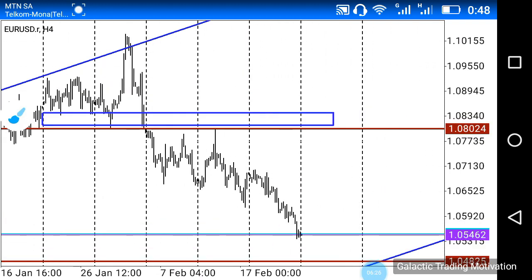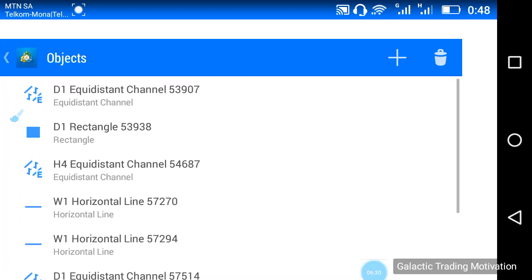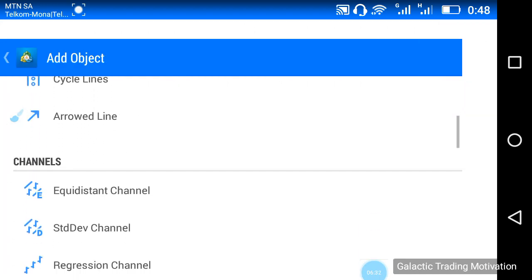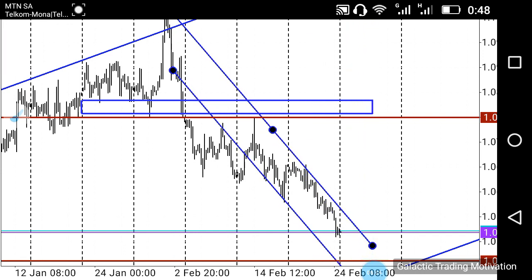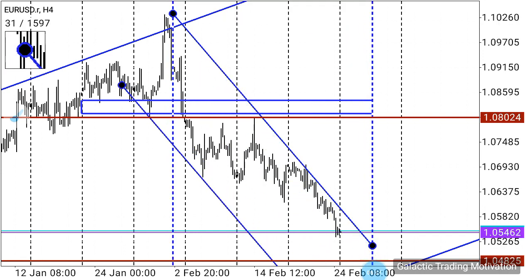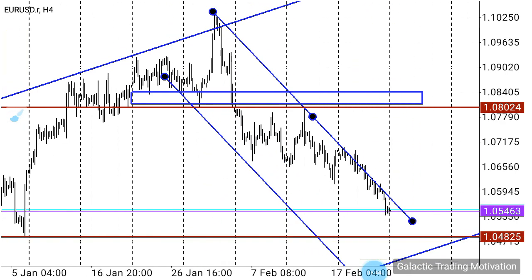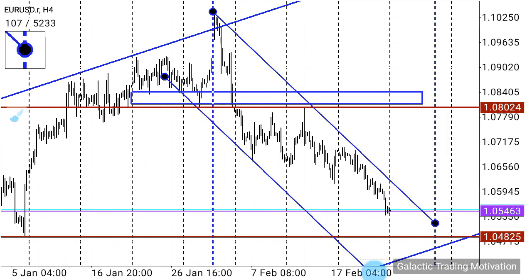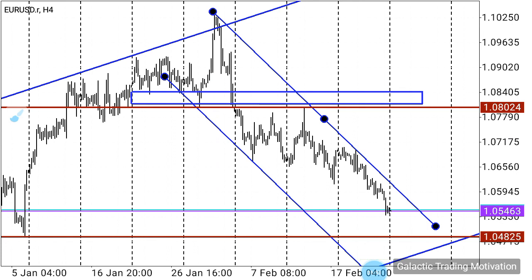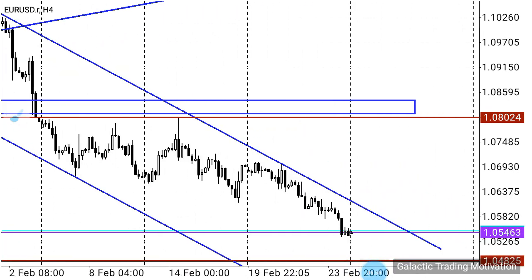Now that we are on the H4 chart, what do we see? On the H4 chart, I'm going to start off by adding my H4 channel as well, so just bear with me. So there goes our H4 channel, more or less. There we go, more or less, guys. So what do we see on the H4 chart that we should be paying attention to?